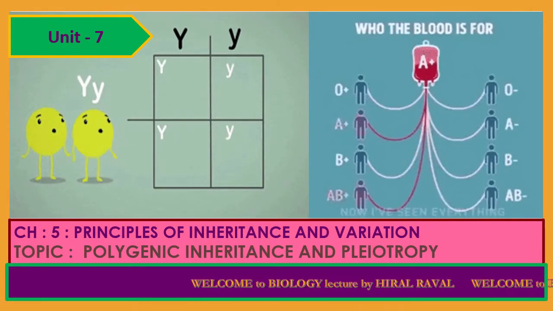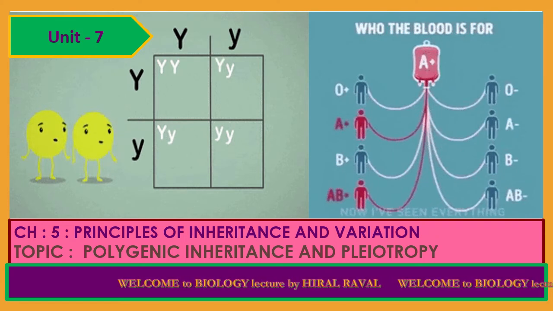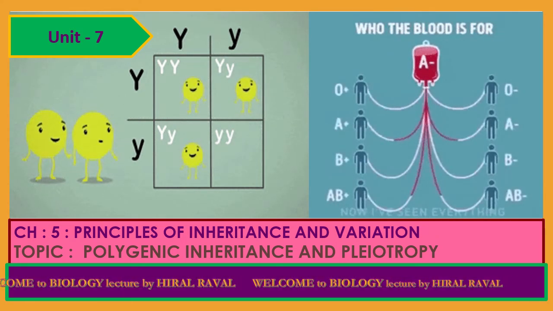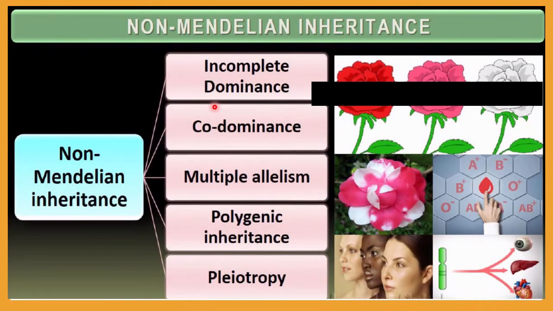Hello students, today we are going to discuss two important topics, and that is polygenic inheritance and pleiotropism. In the previous lecture we already discussed some theories that do not follow Mendel's law, in which you can see incomplete dominance, codominance and multiple allelism. These three theories, which we already discussed in the previous lecture, are all considered non-Mendelian inheritance.